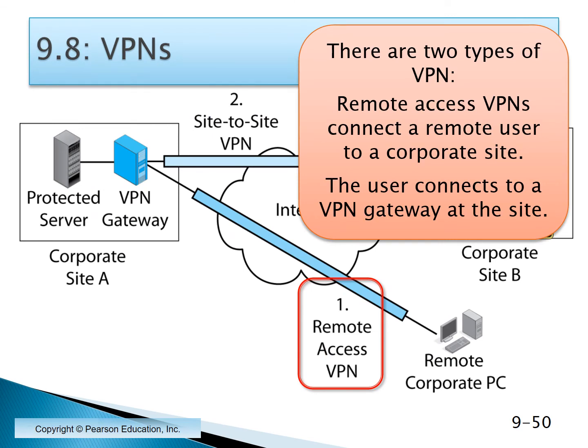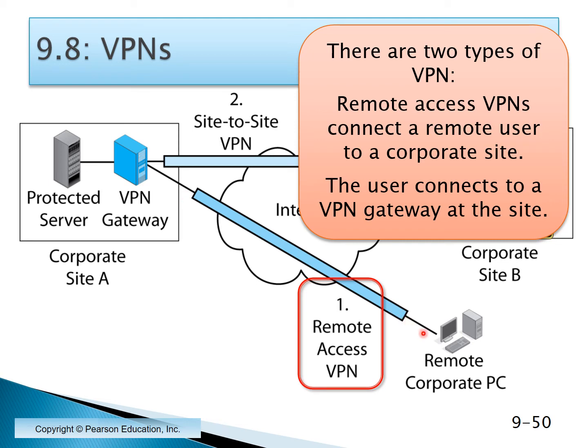There are two types of VPN. Remote access VPNs connect a remote user to a corporate site. The user then connects to a VPN gateway at the site. This is very common for many organizations nowadays. For example, if you are working from home and you try to connect to your computer server in the company, the traffic is going over the internet, and there may be some confidential information there. If you are using a VPN, then you make sure all the traffic between you and the company is encrypted. So that's a remote access VPN.